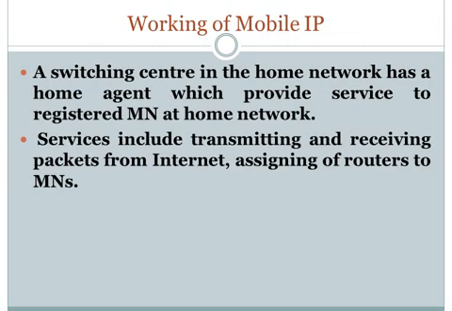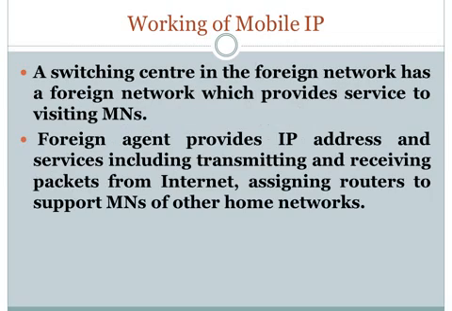And we have seen that the purposes of a home agent include transmitting and receiving packets to and from the internet, and in addition assigning routers in the home network to different mobile nodes. It also provides IP addresses to the visiting mobile nodes, that is nothing but the co-located addresses.